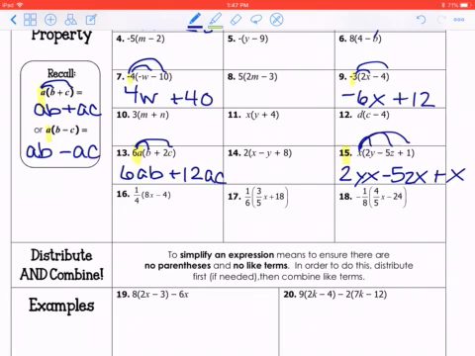And that would be it. That's where I would leave it because they're not like terms, so you cannot combine them. All right, let's jump down and look at 16 now.